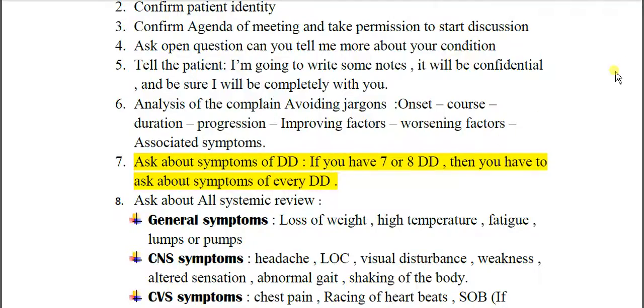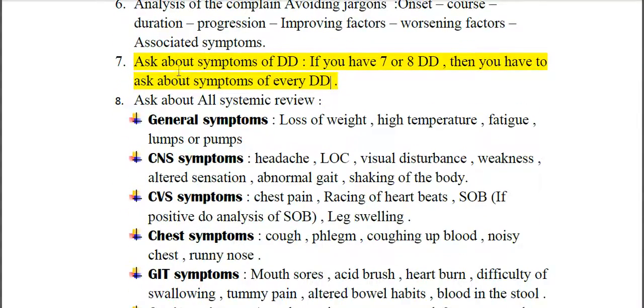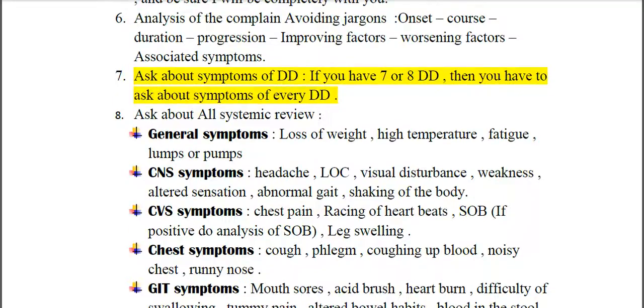Then start with the systemic review of the patient after finishing your differential diagnosis. Most probably, in this area of approaching the differential diagnosis and asking about the symptoms of every disease that you meet as a differential diagnosis, you are going to reach your diagnosis. After that, you have to ask about the whole systemic review for the patient. Organize your ideas and your station is organized.